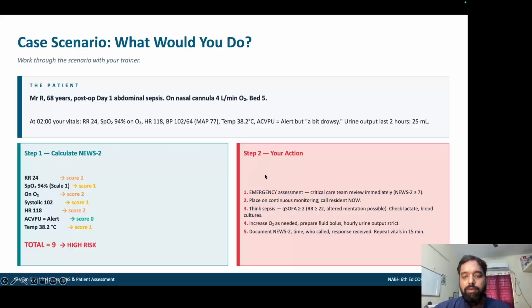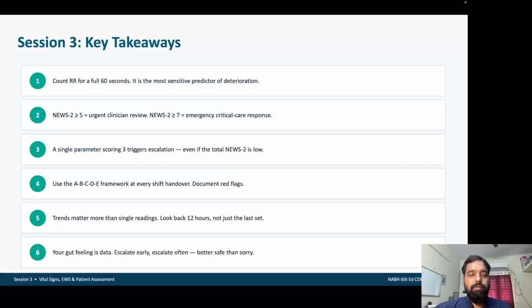Step 2: your action should be an emergency assessment. Critical care team review immediately. Place on continuous monitoring. Call the resident now. And think of sepsis: calculate qSOFA, check lactate, blood cultures, and antibiotics. Increase O2 as needed, prepare a fluid bolus, and hourly urine output with strict monitoring. Document the NEWS 2 time, who was called, the response received, and repeat vitals in 15 minutes.